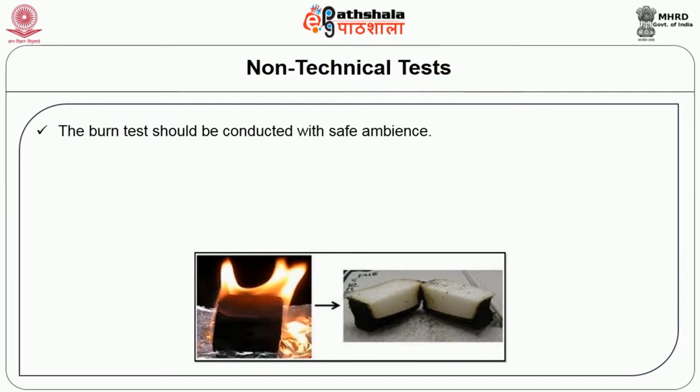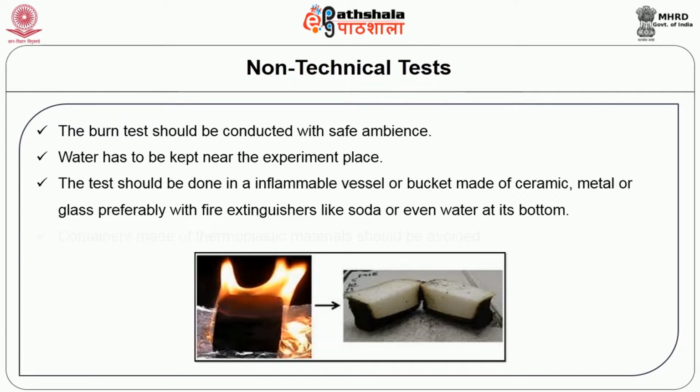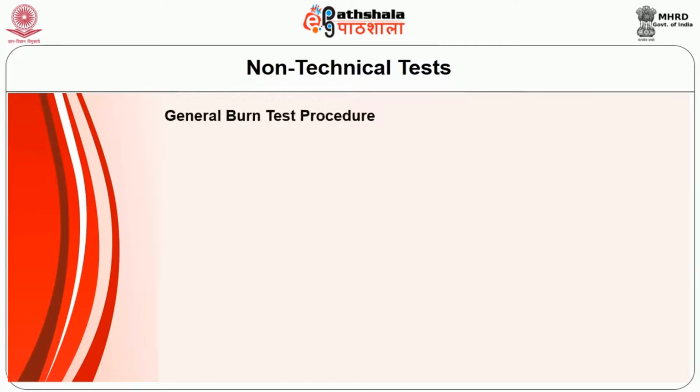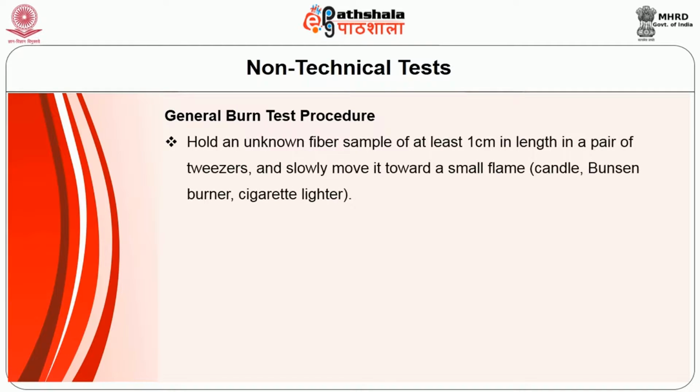The burn test should be conducted in a safe ambience first. Water has to be kept near the experiment place. The test should be done in a non-flammable vessel or bucket made of ceramic or metal or glass, preferably with fire extinguishers like soda or even water at the bottom. Contents made of thermoplastic materials should be avoided. The general burn test procedure is as follows. Hold an unknown fiber sample of at least 1 cm in length in a pair of tweezers and slowly move it toward a flame, preferably from a candle, Bunsen burner or even a cigarette lighter.